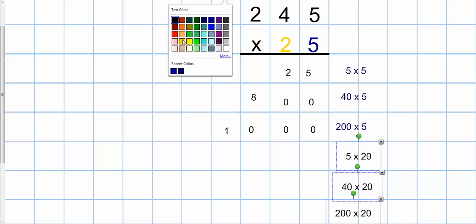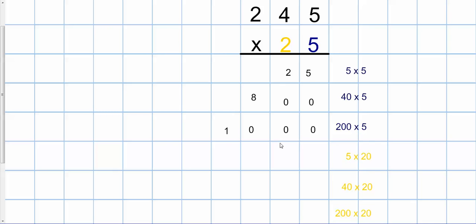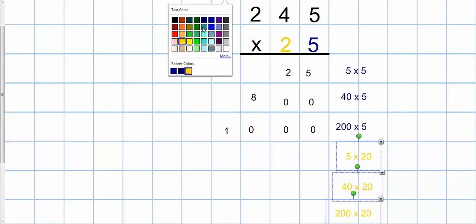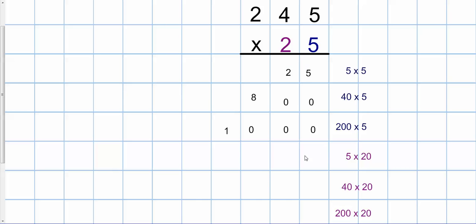We'll go with a little gold here. Well, that's hard to read. Let me just go black. Pick a different color. Purple. Okay. So 5 times 20 is 100.